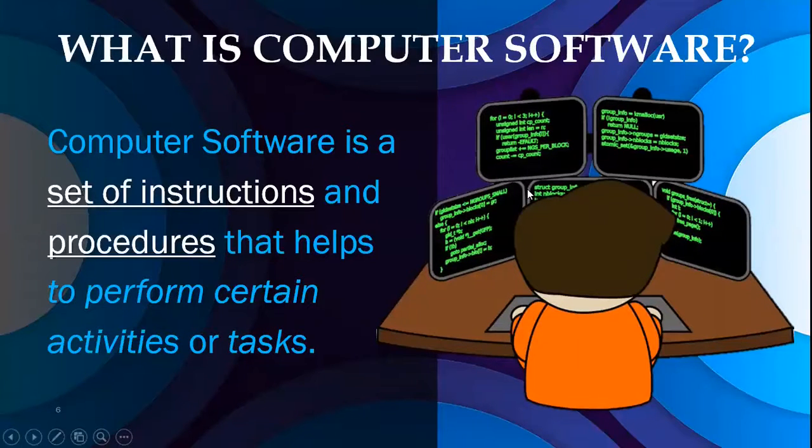Computer software is a set of instructions and procedures. It means you can manage your information specifically, according to what you need. For example, if you want to design pictures, you can use different software. If you want to make a list, you can use MS Excel, and for some specific programming language, you can use it differently. And that helps to perform certain activities or tasks.